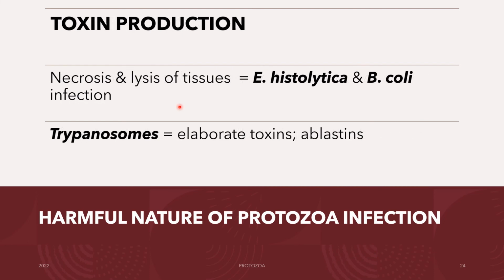Protozoa infection can also lead to the production of toxins. There can be necrosis and lysis of the tissue that may be due to various toxic substances and proteolytic enzymes having cytolytic effect. This can be caused by the presence of Entamoeba histolytica and Balantidium coli infection. Trypanosomes elaborate toxins, which result in the production of antibodies, the ablastines. We also have the Plasmodium. So Plasmodium species, in addition to destroying directly the RBC, may also cause the hemolysis of the uninfected red blood cells.